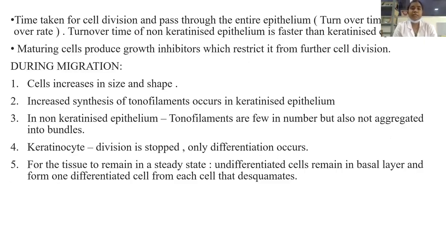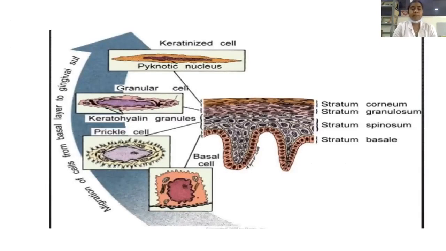During migration, cells increase in size and shape. Increased synthesis of tonofilaments occurs in the keratinized epithelium. In non-keratinized epithelium, tonofilaments are few in number and also not aggregated into bundles. Keratinocyte division is stopped, only differentiation occurs. For the tissue to remain in a steady state, undifferentiated cells remain in the basal layer and form one differentiated cell from each cell at these moments. So this is the cycle.